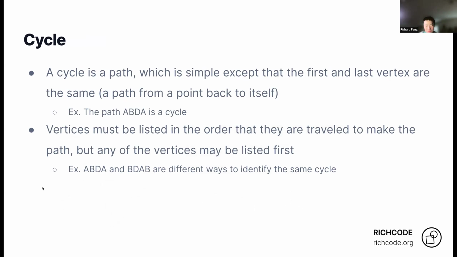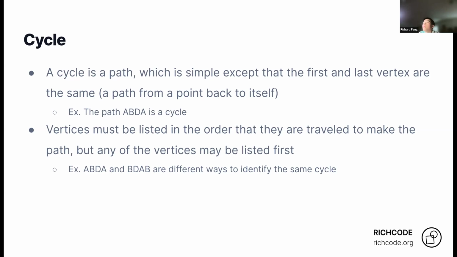Okay. So next we have a cycle, which is a path that is simple except the first and last vertex are the same. So it's basically like what it sounds like. It's a cycle, so it's a path from a point back to itself. Yeah, so what's a subgraph? That's a good question. A subgraph is basically like a graph inside of another graph.